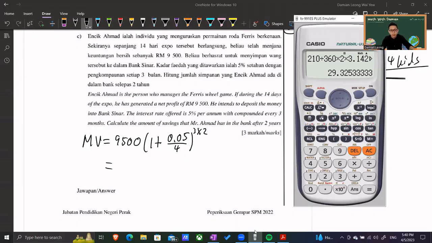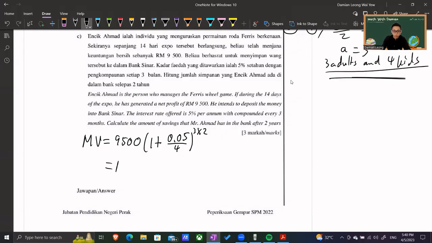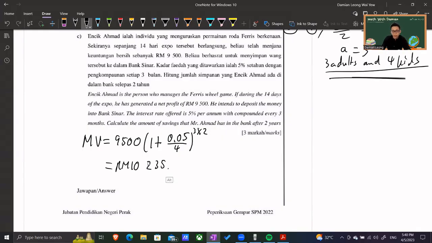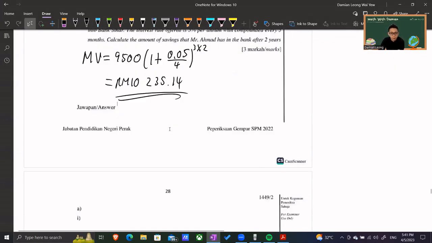So calculate this, 9,500 times bracket 1 plus 0.05 over 4 to the power of 3 times 2. So he will have 10,235 ringgit and 14 cents at the end of the 2 years.